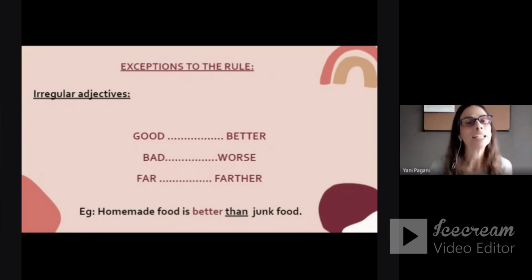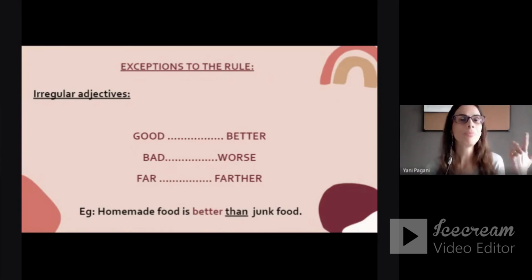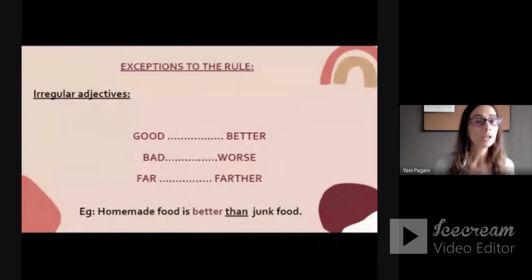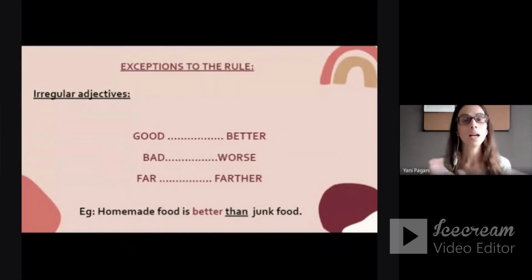Okay, and finally, the last exception to this rule has to do with some adjectives that are irregular. And they are good, bad, and far. In this case, the comparative form is not gooder or badder or farther. They change completely, and good becomes better, bad becomes worse, and far becomes further.